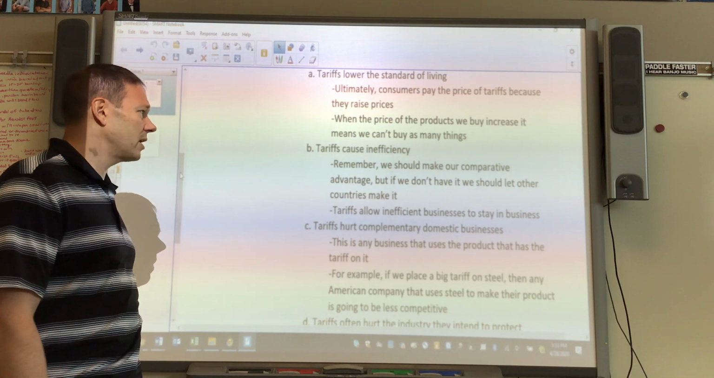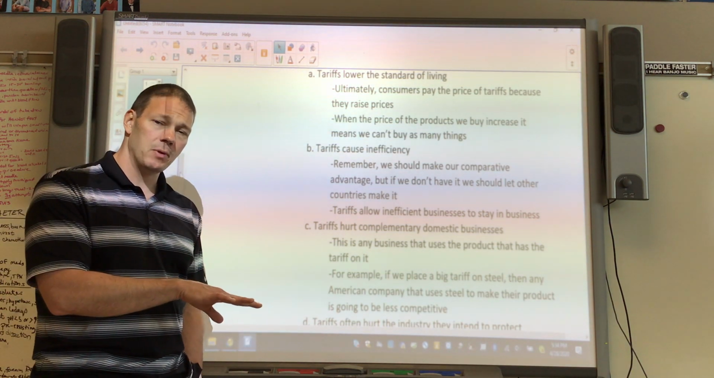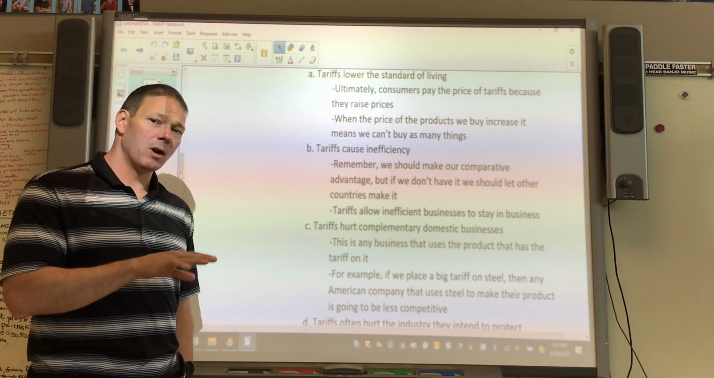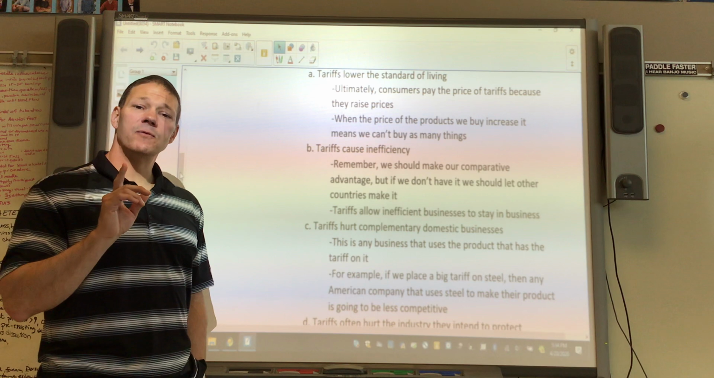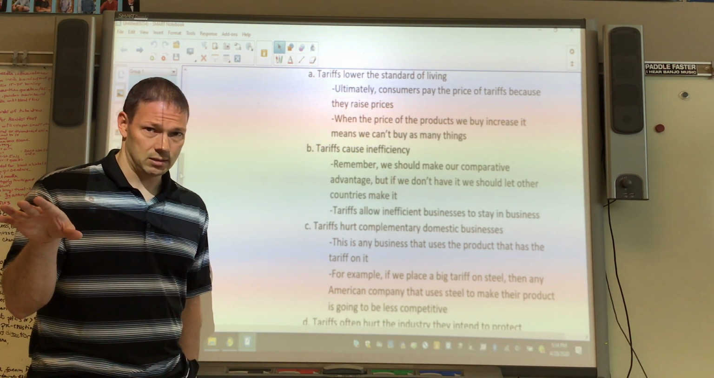So letter B, tariffs tend to cause inefficiency. So remember what we learned from the comparative and absolute advantage worksheet. We always want to make our comparative advantage. If we don't have the comparative advantage, go ahead and let the other country make it. Okay?